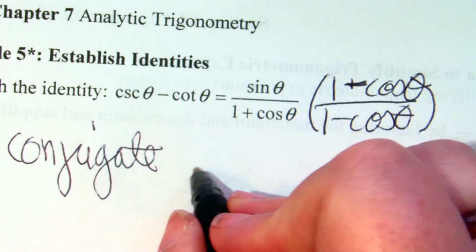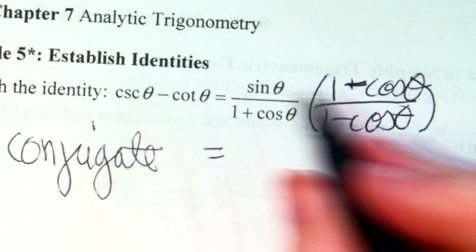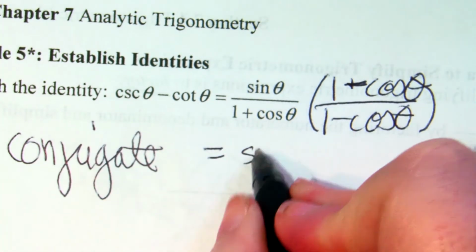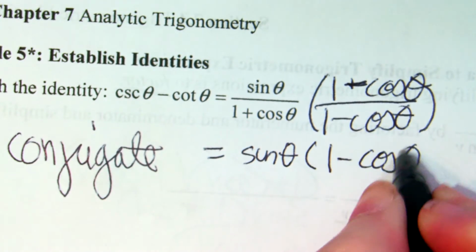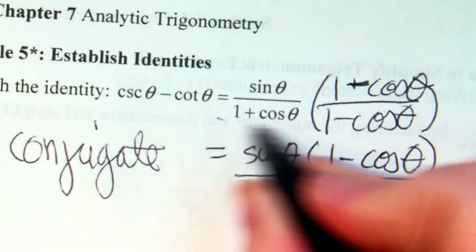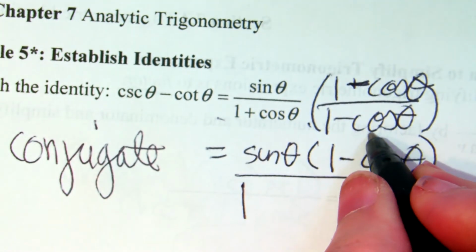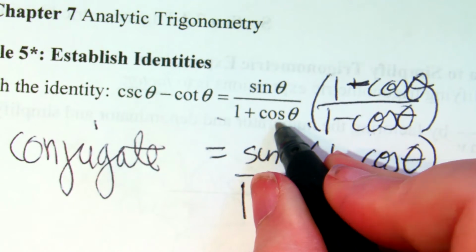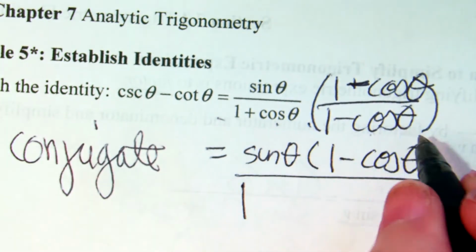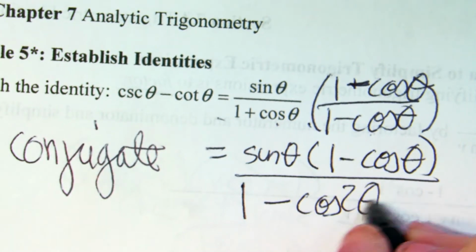And so we're going to make the right side look like the left side. On the top, I'm not going to distribute. I'm going to leave it like it is. And on the bottom, 1 times 1 is 1. 1 times negative cosine is negative cosine. And 1 times positive cosine is positive. Negative cosine plus positive cosine cancels and you get negative cosine squared theta. That's why we do it.